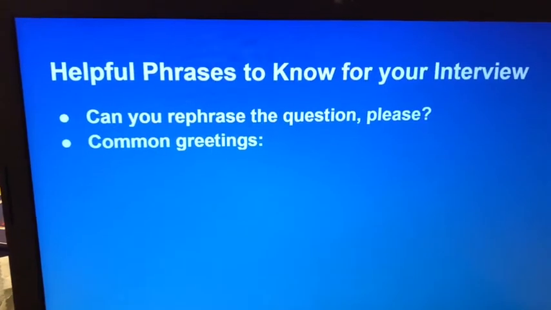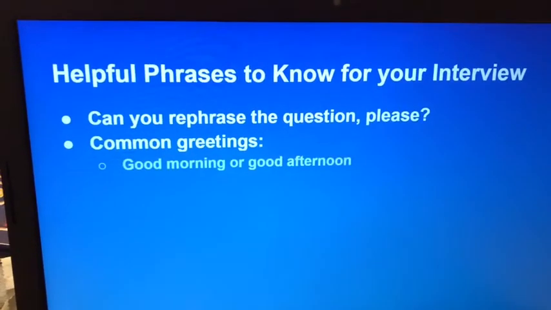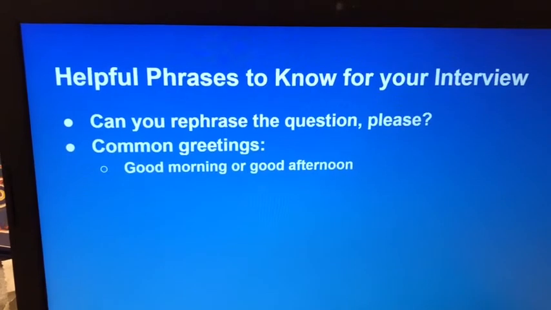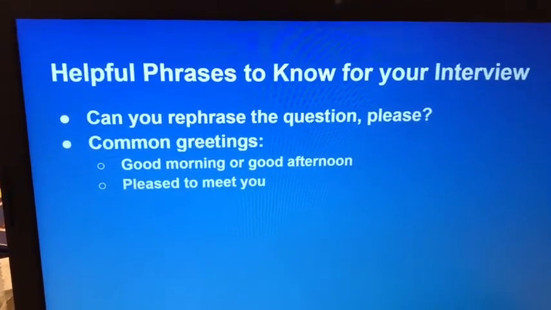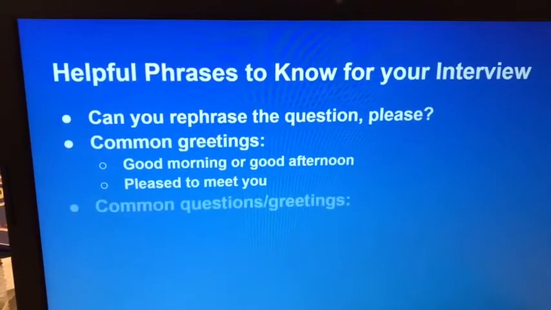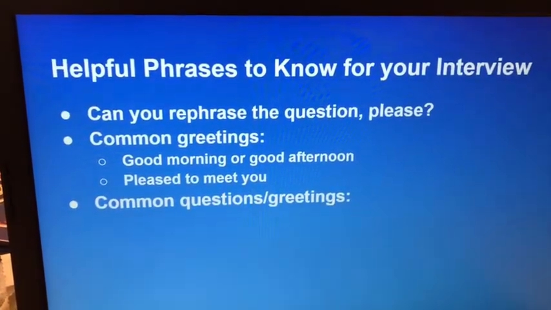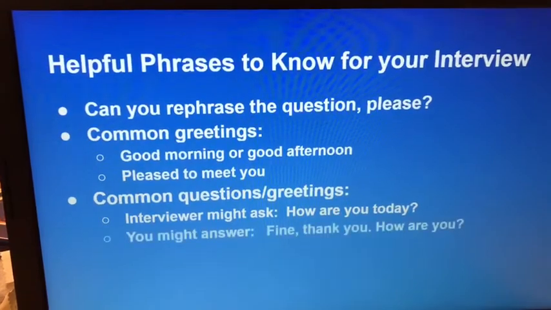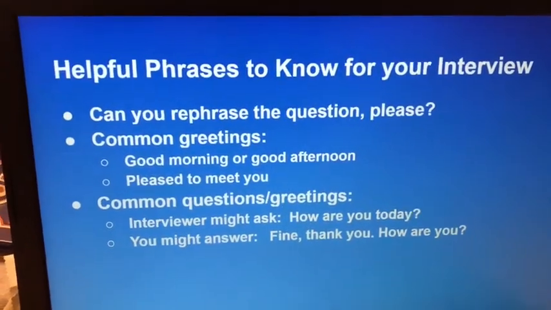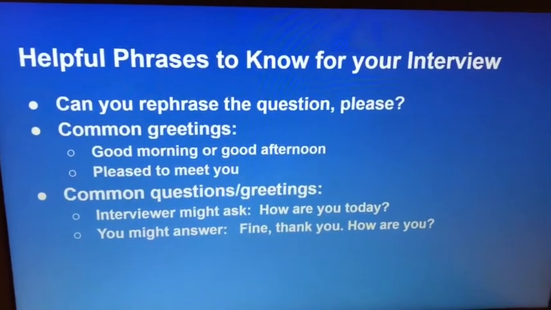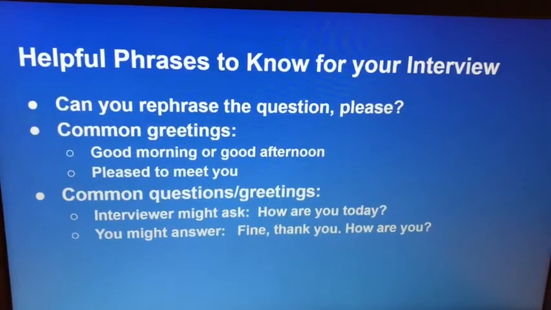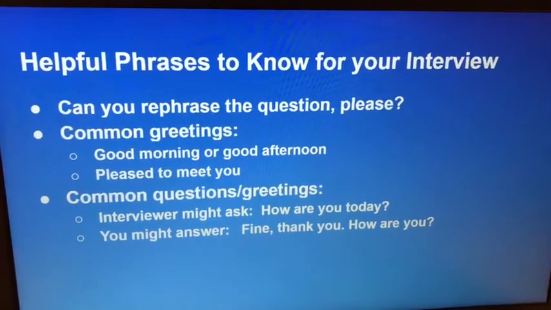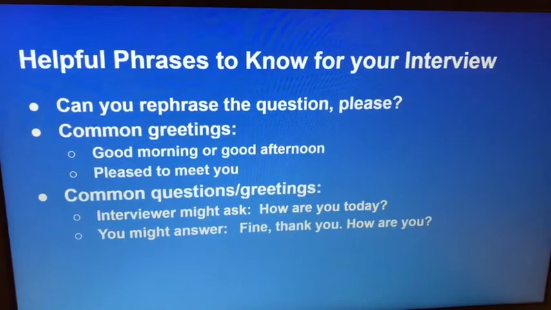Your interviewer might, upon meeting you, say good morning or good afternoon. So be sure to reply good morning or good afternoon in response. It's always a good idea to say, pleased to meet you. A common question or a greeting, maybe your interviewer will ask, how are you today? To which an appropriate response would be, fine, thank you. How are you? So throughout this series, we'll repeat these questions or these phrases so that you commit these to memory. But these are good questions or phrases to know, and we'll be doing these and a few others as we go along. So now we're going to ask a few more questions on the N400.